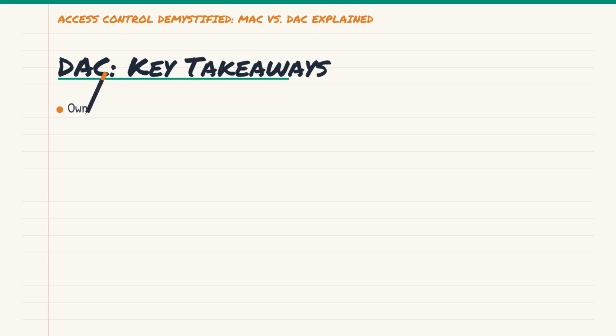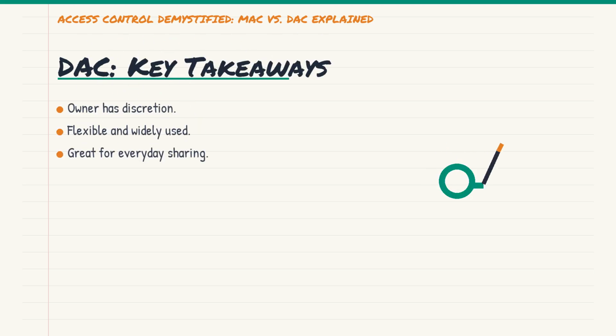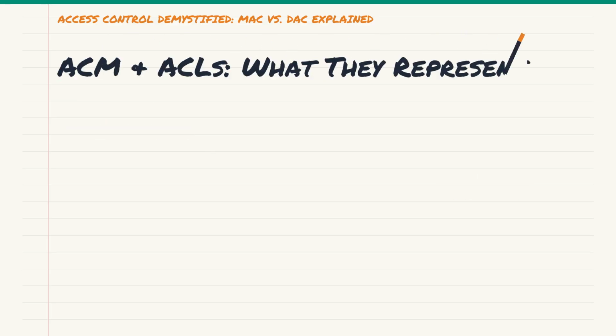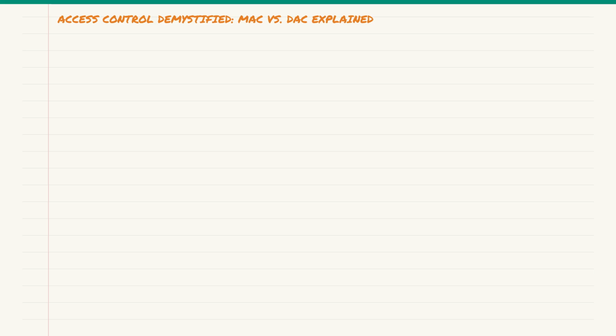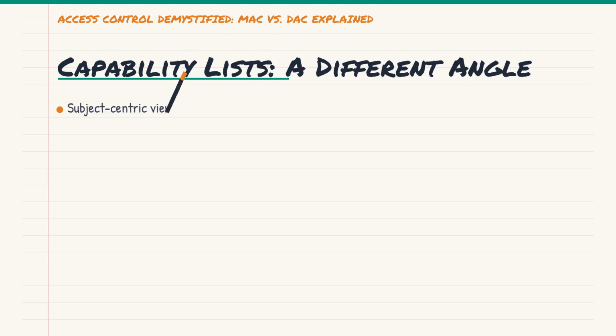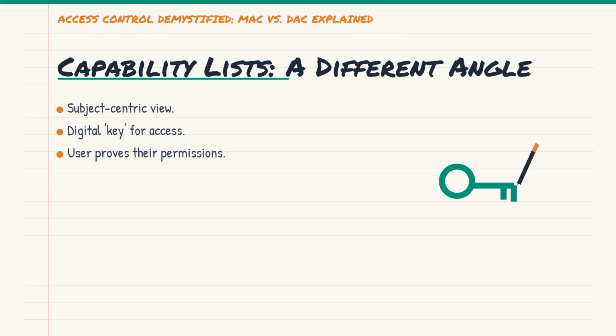With DAC, remember, the owner has discretion, it's flexible and widely used, and it's great for everyday collaboration and personal file sharing. It puts the power of permission management directly into the hands of the user. The Access Control Matrix, ACM, is our conceptual grid, and access control lists, ACLs, are a common, practical way to implement those permissions, usually attached to the resource. Think of ACLs as the operational footprint of the ACM. Capability lists offer a subject-centric view, where the user carries proof of their access.